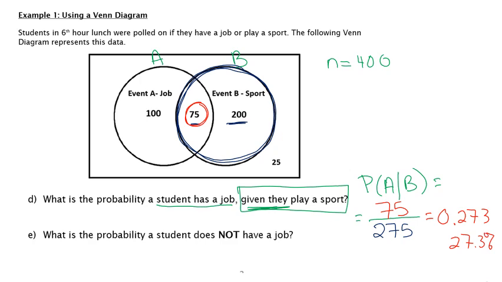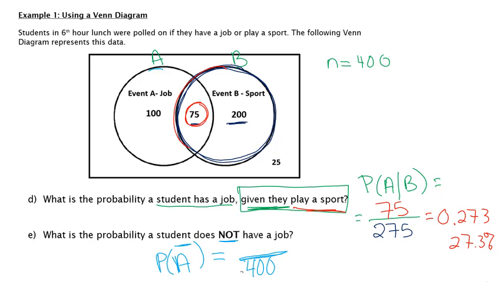Okay? So again, the condition here is we're taking it out of the number of kids who play a sport, because they need to have that condition. For part E, it's the same thing. It says, what's the probability a student does not have a job? So it's switching it up a little bit. The probability of a job was event A, so this is the probability of not A, and I'm going to put a little bar on top. Notice though there's no other condition. It's not saying given that or if that or anything like that. So we're still taking it out of the full amount, unlike the previous one that had some sort of condition. We're just looking out of these entire 400 kids, how many do not have a job?